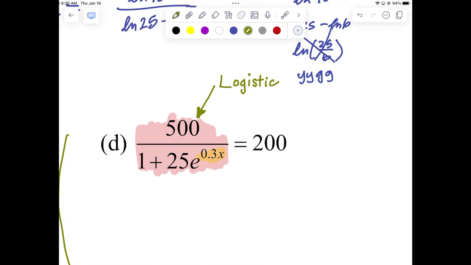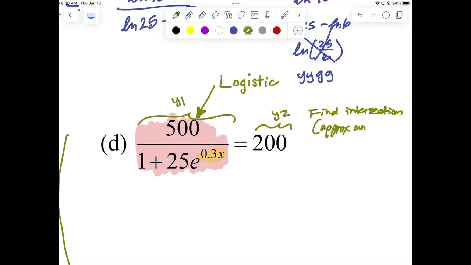That's a logistic equation. Remember how we solved logistic equations like this back in the day? I gave you a calculator. You graphed this in y1, you graphed this in y2, and you found the point of intersection, right? We don't need the calculator now to give us an approximate answer. We have the skills now to solve it by hand to get an exact answer.